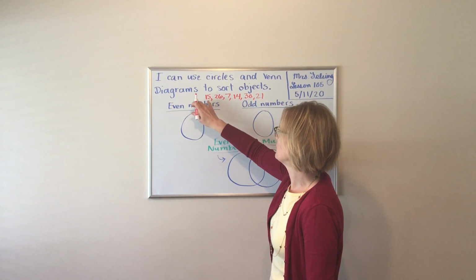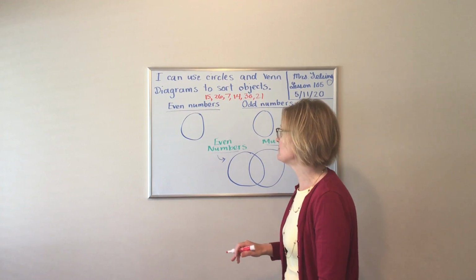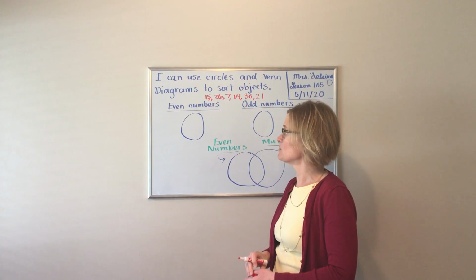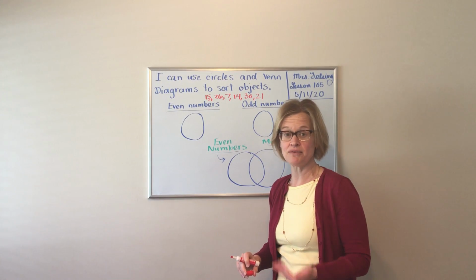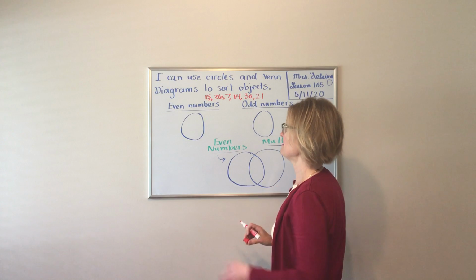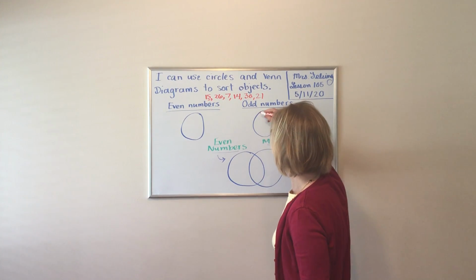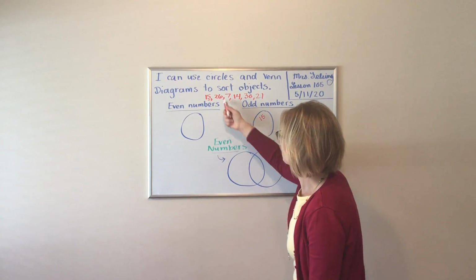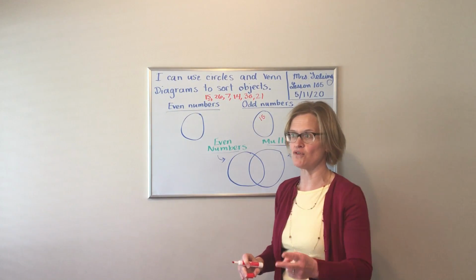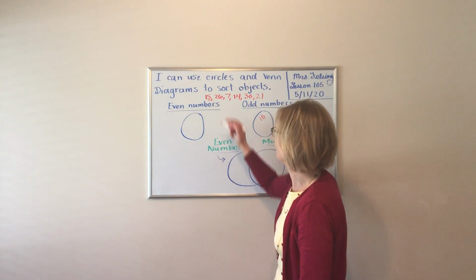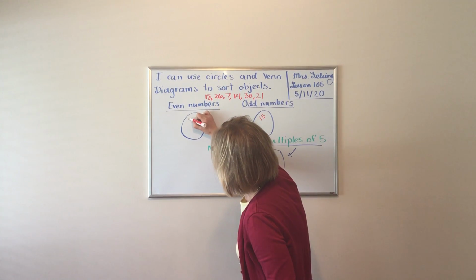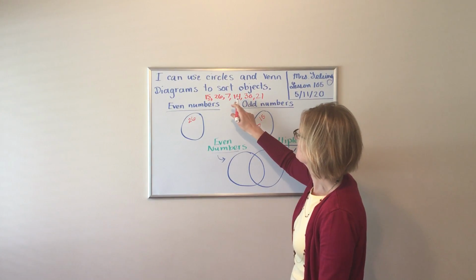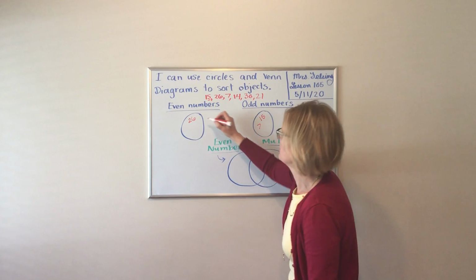So I look at the first one, it's 15. Now is 15 even or odd? Well, remember, I look at the last digit, and if it is a multiple of 2 or ends in 0, then it's even. This is not, this is odd. So I would put 15 here. I go to my next one, 26. 2, 4, 6, even. So that'll go here. 7 is odd. 14, 2, 4, even.